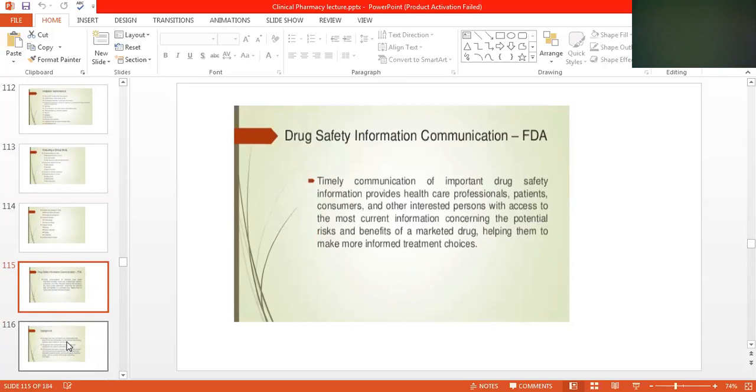Drug safety information communication, FDA required: timely communication of drug safety information provides healthcare professionals, patients, consumers, and other interested persons with access to the most current information concerning the potential risks and benefits of marketed drugs. It means that while you are trying the drug on a healthy individual or a patient, number 1, you must take consent. Number 2, you must inform them of both the benefit of this drug and the risk which can happen during the trial, helping them to make an informed treatment choice.